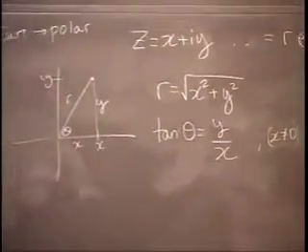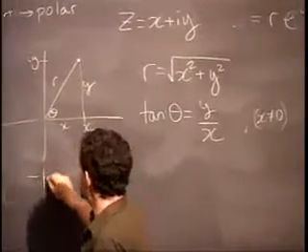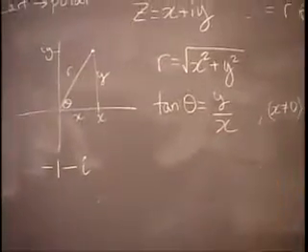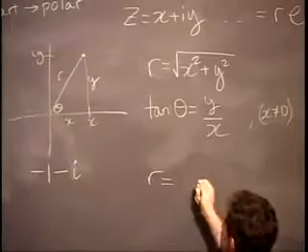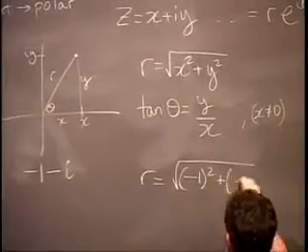For example, suppose that we take the point minus 1 minus I and try to convert that. I'm going to use these two formulas. Okay, I find r is the square root of minus 1 squared plus minus 1 squared.